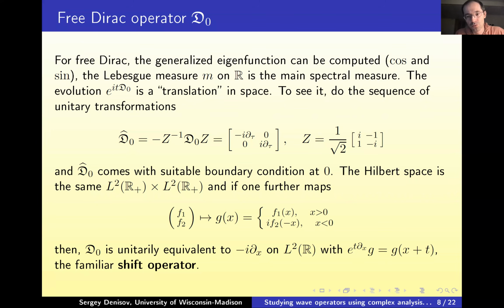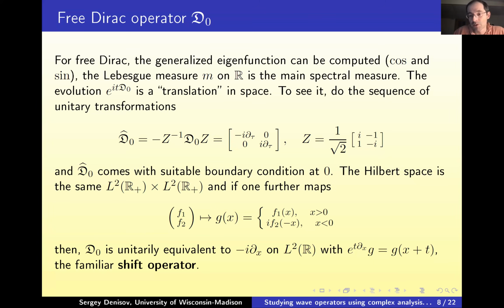So let's do two very simple unitary transformations. The first transformation is taking this Dirac operator D naught and sandwiching it by this constant matrix Z. So Z is unitary.